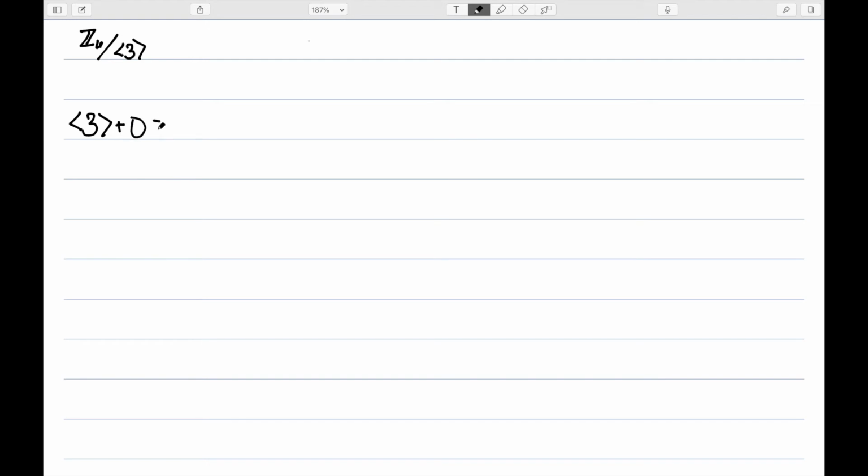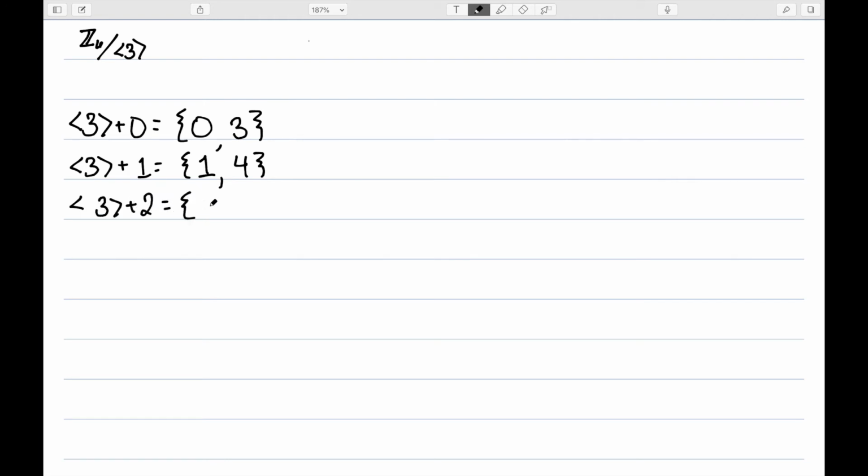So we start by adding 0. That'll just get us my original subgroup, 0 and 3. If we add 1, we get 1, 4. Adding 2 would get us 2, 5. Adding 3 gets us back to 0, 3. Adding 4 gets us to 1, 4. And adding 5 gets us to 2, 5. So these are my 3 sets here. Let's refer to them as 0 bar, 1 bar, and 2 bar.